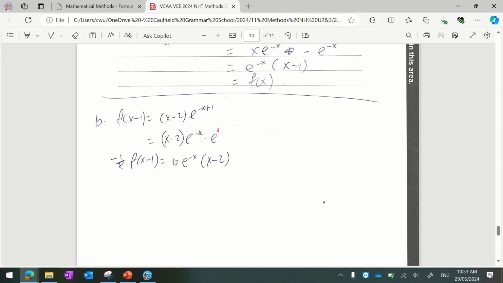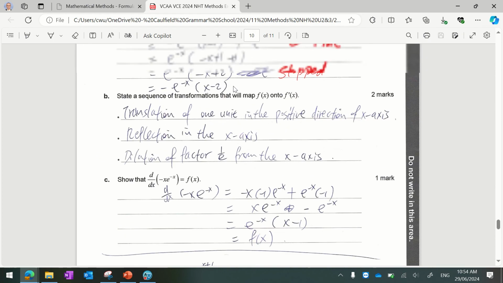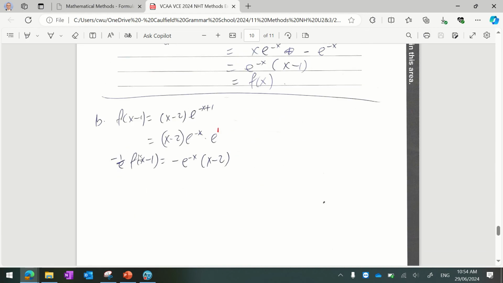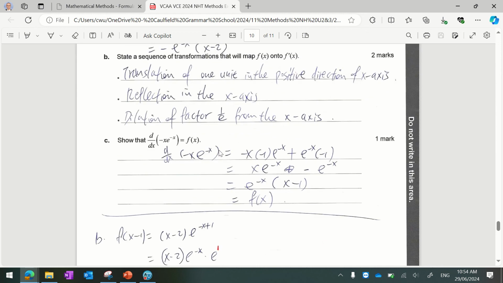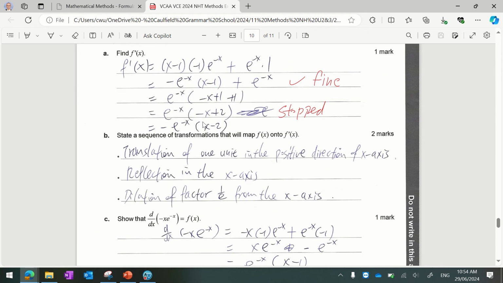So the negative is just negative. You stick that in front of the rule of the function, and then 1 over e cancels out with e. And so this now looks exactly like f dash. So I take f, translate, dilate, reflect, and then I get the exact same rule as f dash. And so here, when you write down your answer, the order of what you write kind of matters.